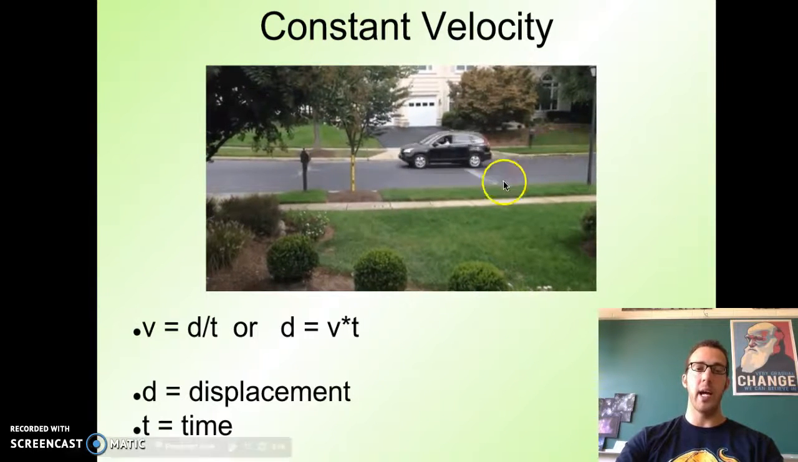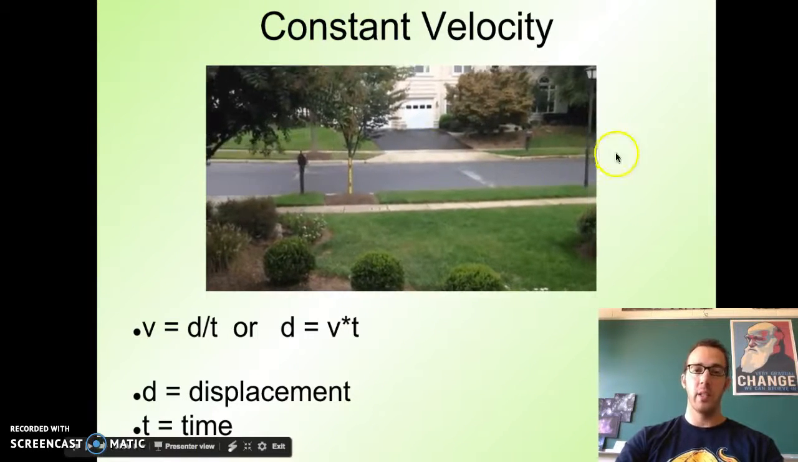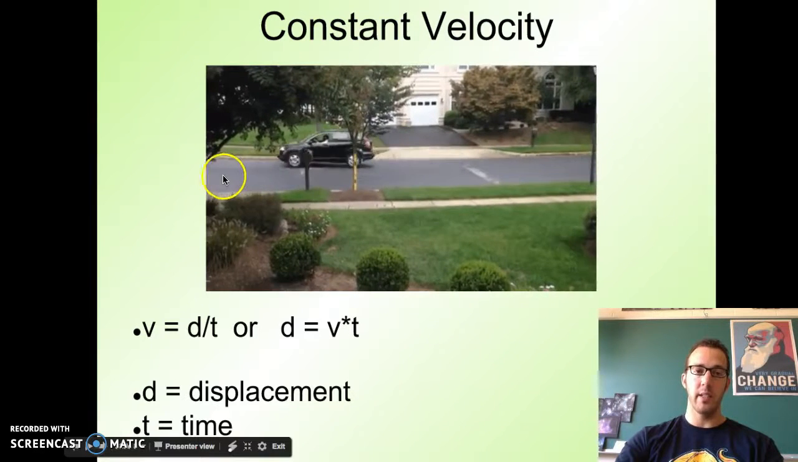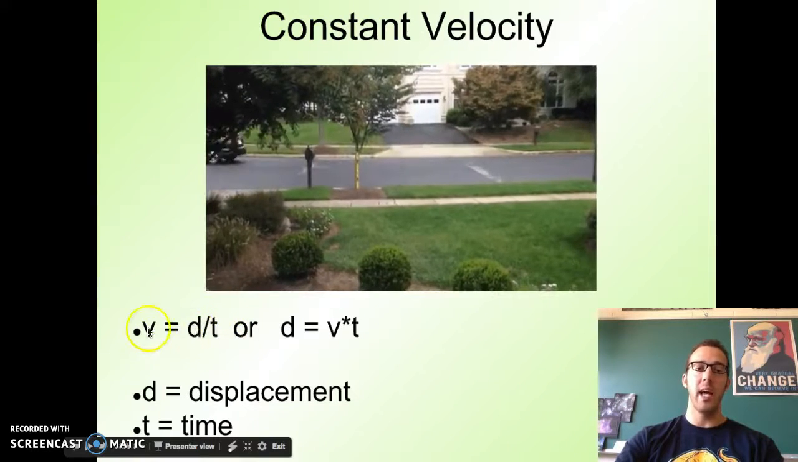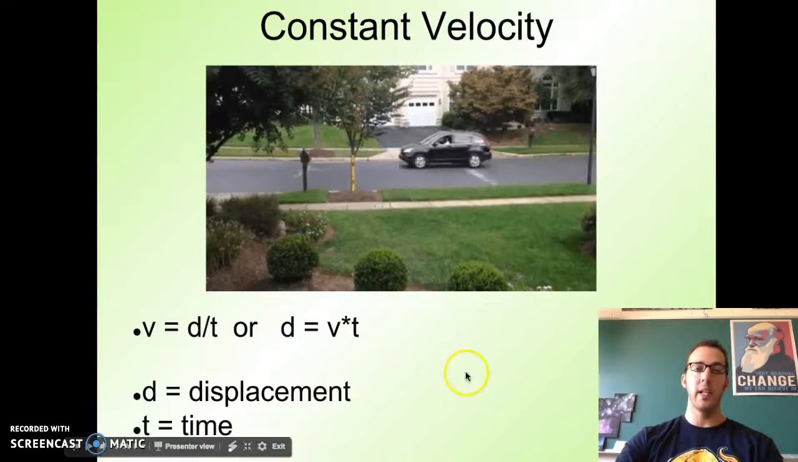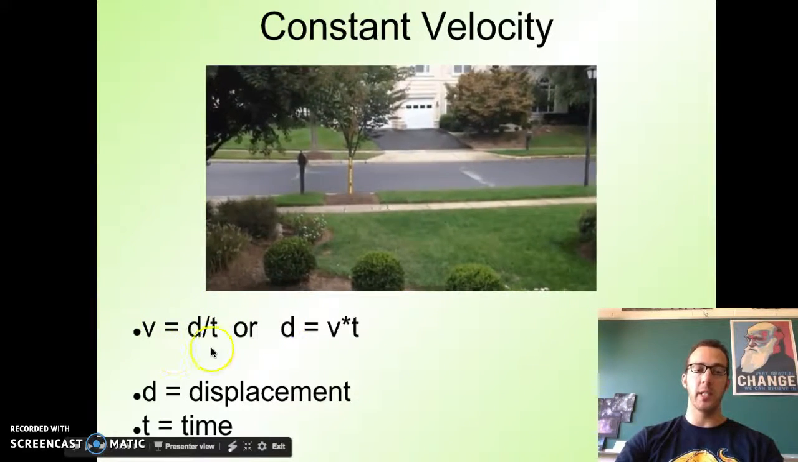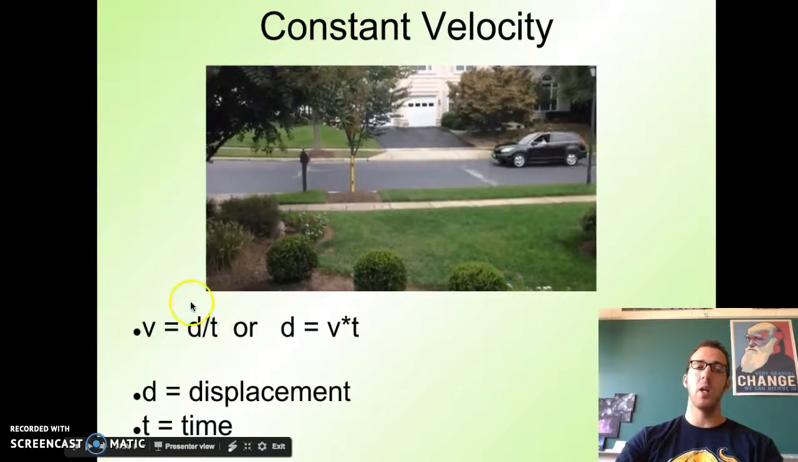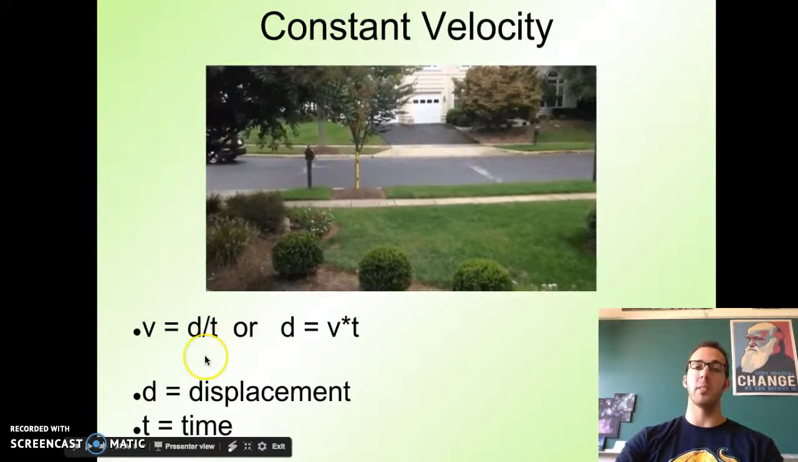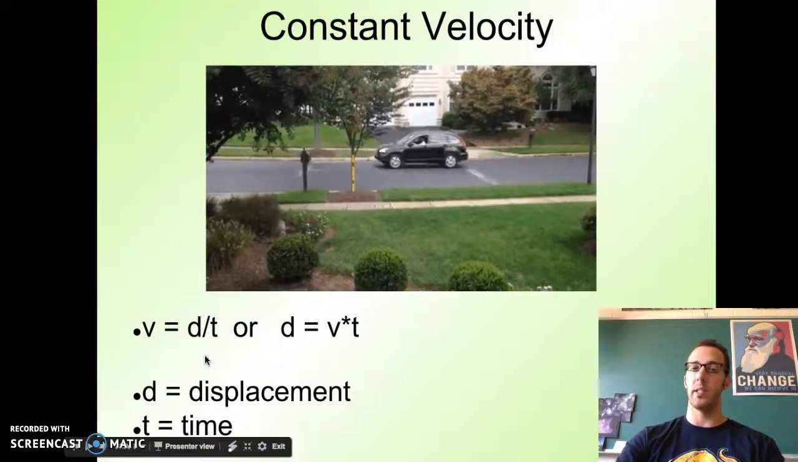Now, how do we figure that out? If we know the distance that this car travels from this side to that side, and we know how long it takes to get there, we just divide the two numbers, and that's how fast the car is going. This equation only works for objects that are moving at a constant speed. So if it's getting faster or getting slower, we can't use this one. We're going to be taking a look at some other equations later that'll help us with things that accelerate.